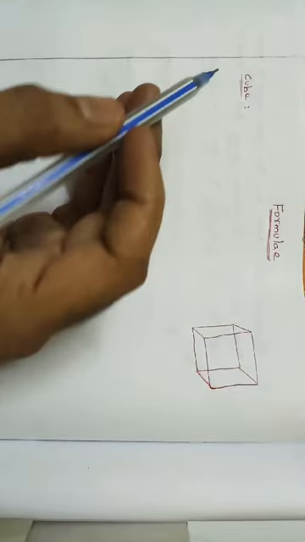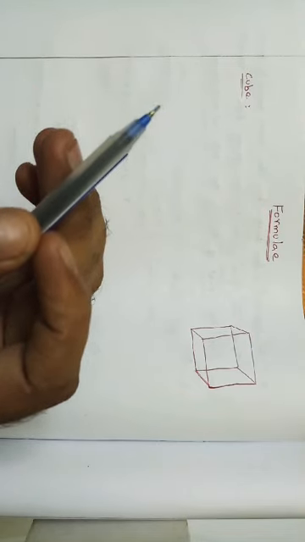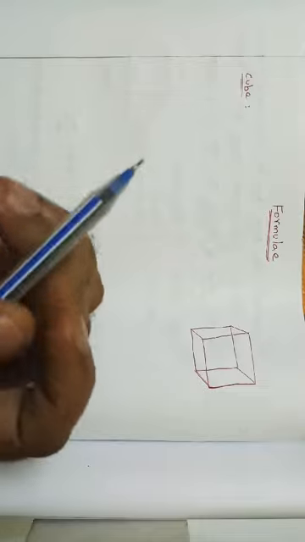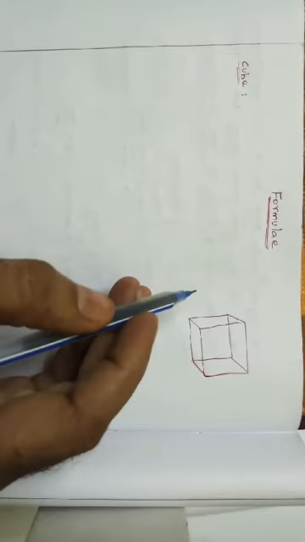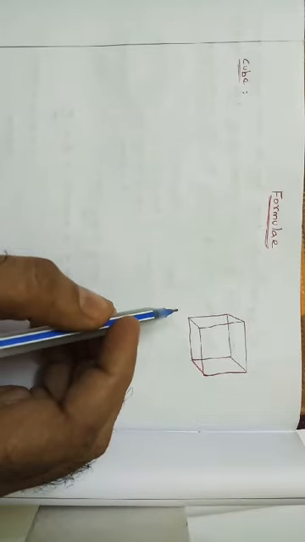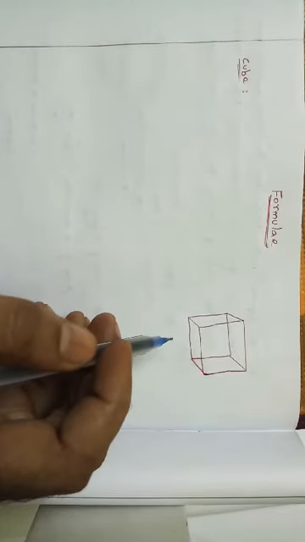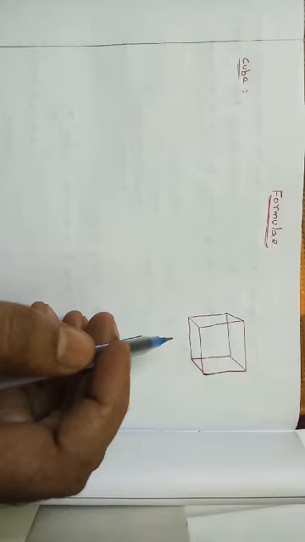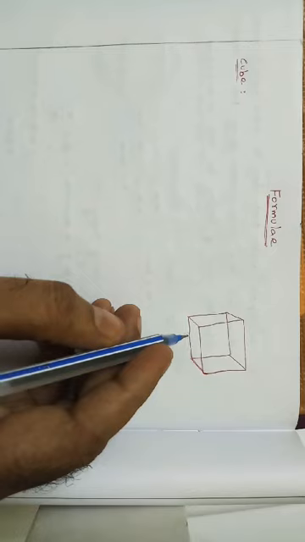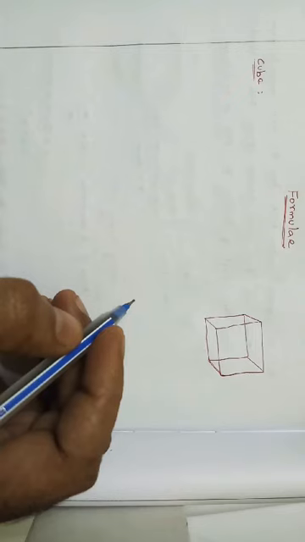So cube, I told you that the surface area will be divided into two. One is lateral surface area or curved surface area, and another one is total surface area. When the surface is flat, we call it LSA. For cube and cuboid alone, we call it lateral surface area, LSA, and for the remaining cylinder, cone, sphere, hemisphere, we usually call it curved surface area, CSA.